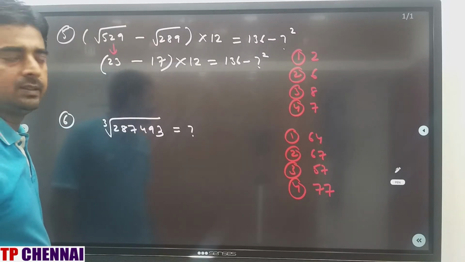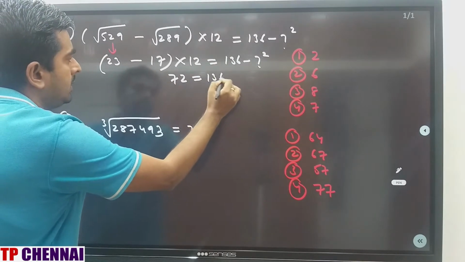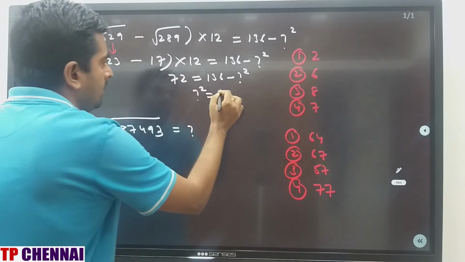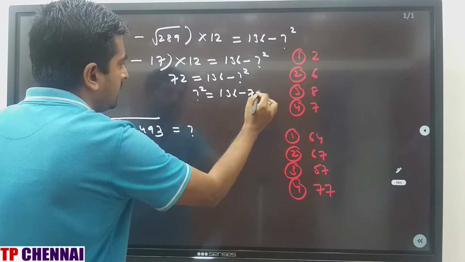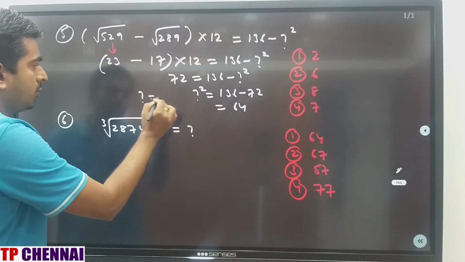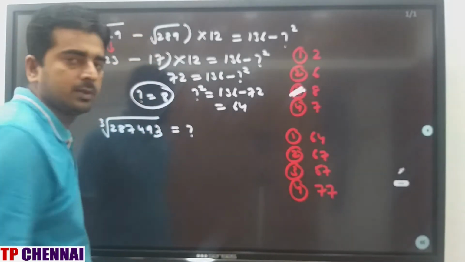23 minus 17 is 6. So 12 into 6 is 72, which is equal to 136 minus question mark square. What is the value of question mark square? 136 minus 72, which is 64. So what is the value of question mark? Square root of 64, which is 8. My answer is third option.